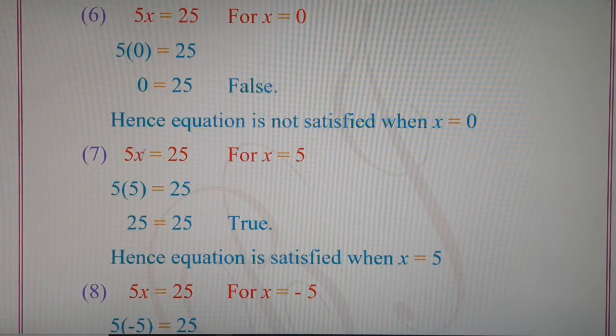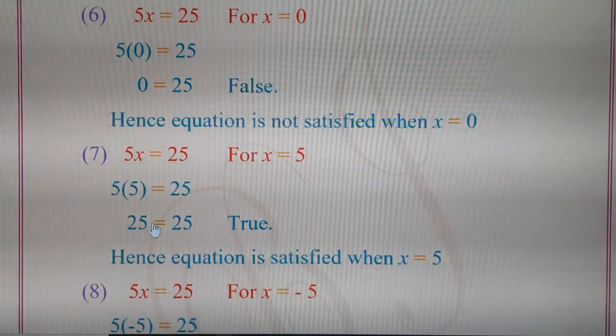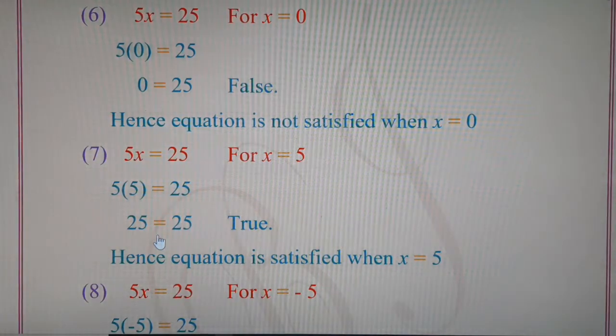So whenever there is no addition or subtraction sign, that means we have to remember the multiply sign is applicable, and while substituting the value of the unknown number, we have to put the bracket symbol and then substitute the value. Here 5 bracket 5 means 5 into 5. Bracket rule means multiply rule. 5 into 5, 25. In the left hand side we get 25, in the right hand side we get 25, and both the left hand side and right hand side are equal. That means we can say it is true. Hence the equation is satisfied when x equal to 5.